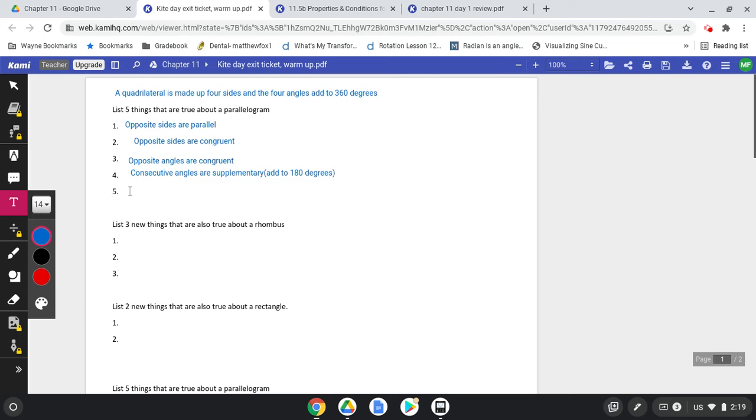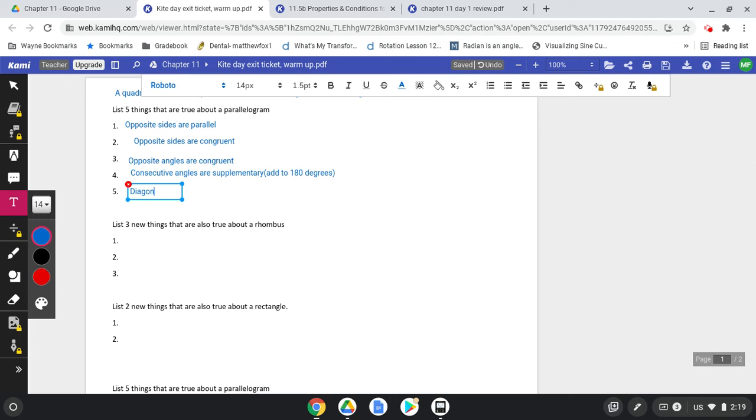Okay, then the final thing we know is that the diagonals of parallelograms bisect. So I can just put diagonals bisect.